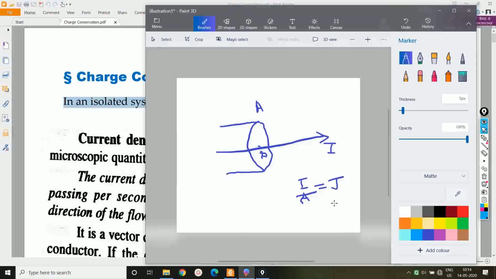Is it a vector quantity? Because you have current and area in the definition of current density, the answer is yes. Current density is a vector quantity. In fact, current density J is equal to nev, where v is the drift velocity of charge carriers. We are not going to that definition right now, but here the direction of current density J will be the direction of the current.